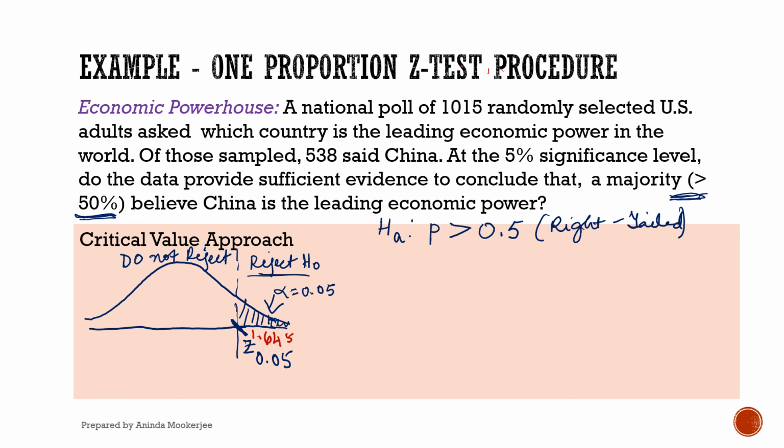The good thing about chapter 12, the study on proportions, is that all the inferential studies will use the z distribution. So we will be using the z table whether we are finding confidence intervals or performing a hypothesis test. So we have z of 0.05 with a value of 1.645.